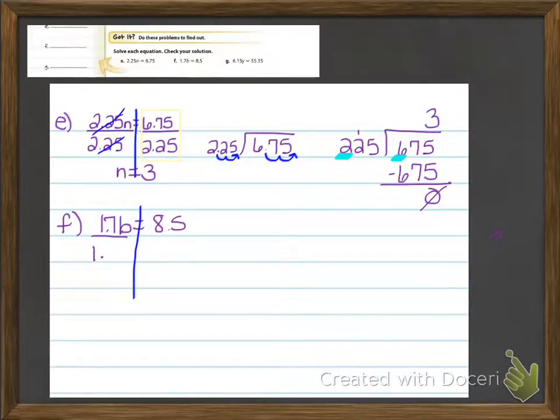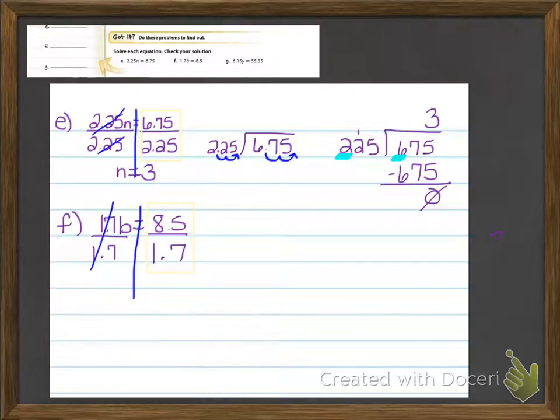No matter what the numbers look like or how hard they are, I'm still going to just do the same process. So you notice that what I did is I divided both sides by 1 7/10, and they're always going to get canceled out on the side where the B is. So what I'm left with having to do now is my 8 5/10 divided by 1 7/10.